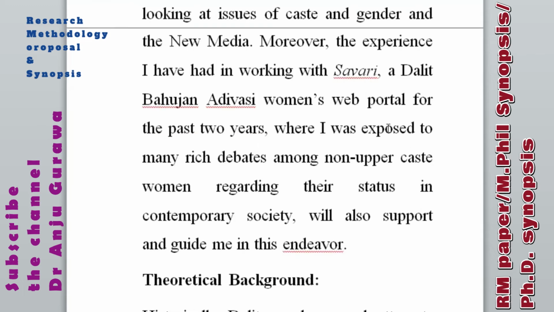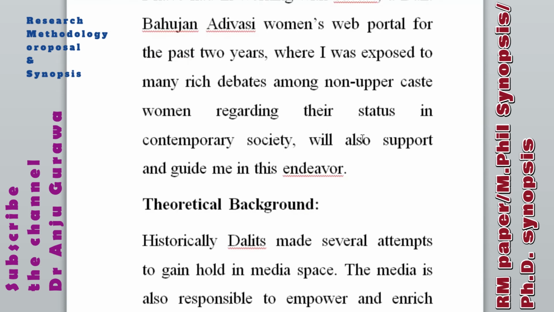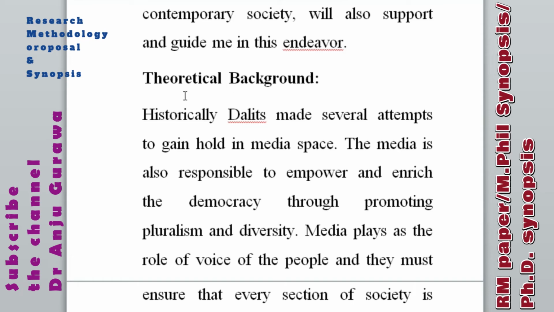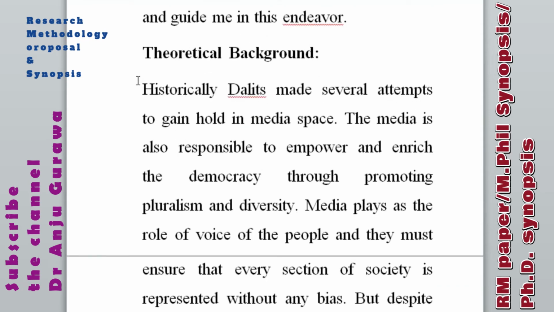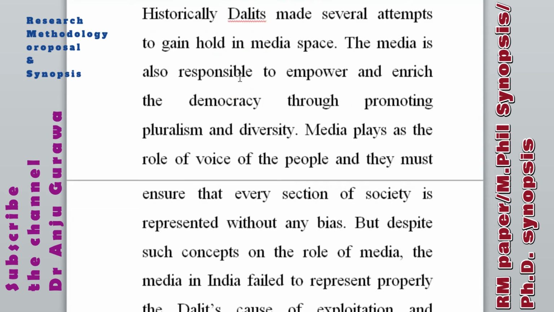My MPhil dissertation, which I did on Dalit women's literature, looked at the issue of caste and gender in new media. Moreover, the experience I have working at Savari, the Dalit Bahujan Adivasi Women web portal, for the past 2 years, where I was exposed to many rich debates among non-upper caste women regarding their status in contemporary society, will also support and guide me in this endeavor.